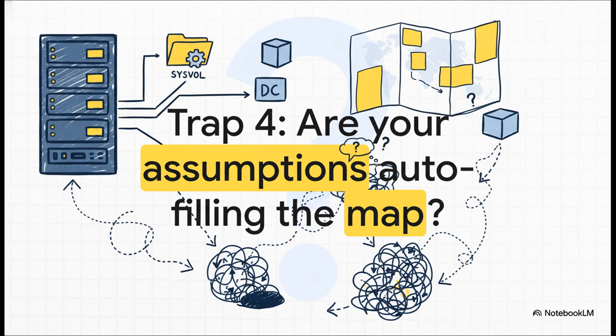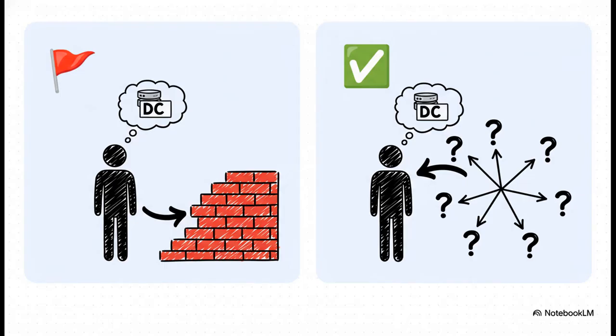You see a server name, it's got DC in it, or maybe a share that looks like SYSVOL, and your brain just leaps ahead and fills in the blank. Aha, that's a domain controller. And just like that, you can waste the next 30 minutes chasing a rabbit down a hole, all based on nothing more than a naming convention. And what's so great here is how simple the fix is.